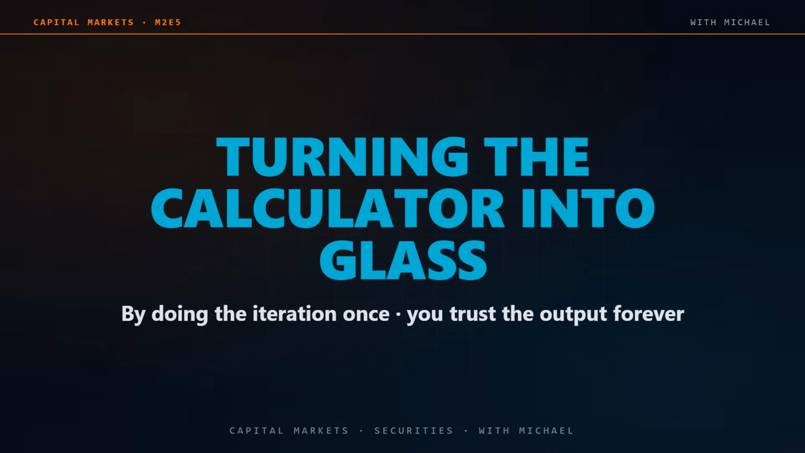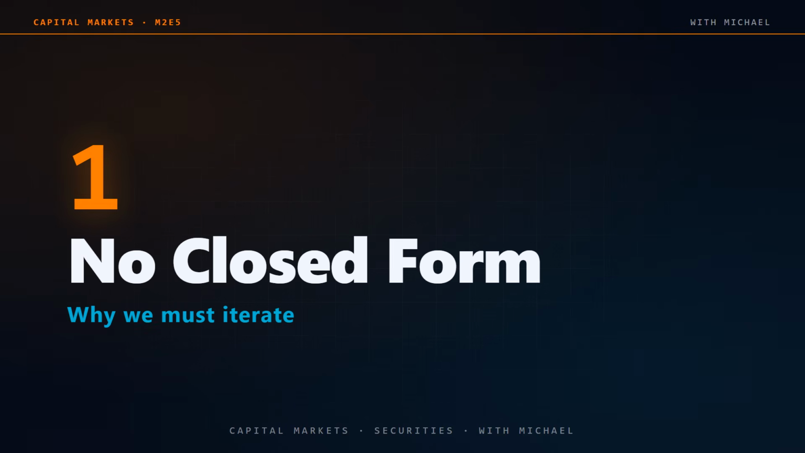Section 1. Why no closed-form solution exists. Let us start by understanding why we have to iterate. The bond pricing formula is, price equals coupon over 1 plus yield to the t, summed across periods, plus face over 1 plus yield to the n. The unknown we want to solve for is the yield.